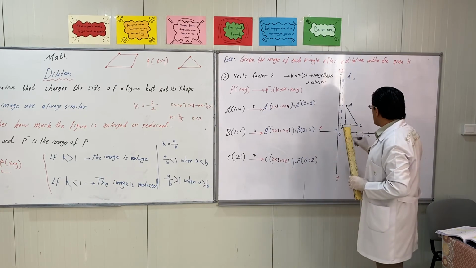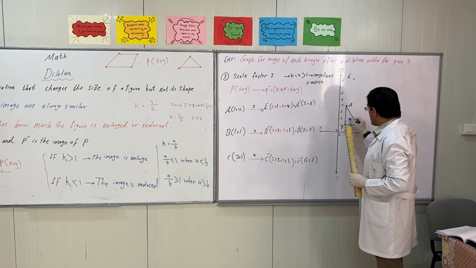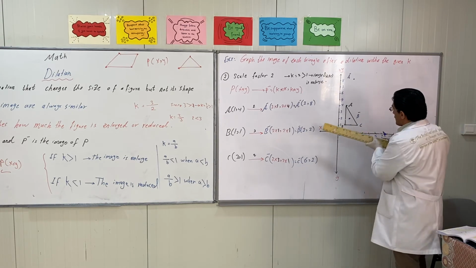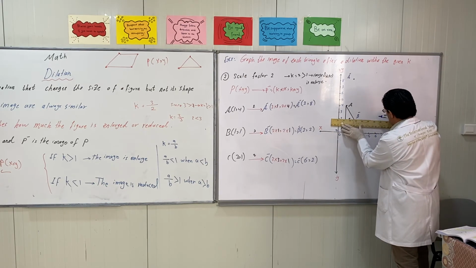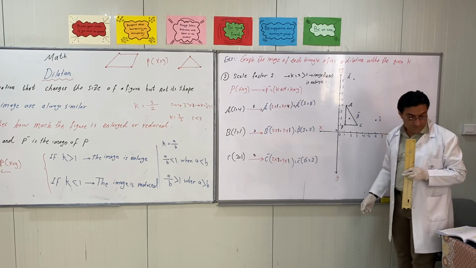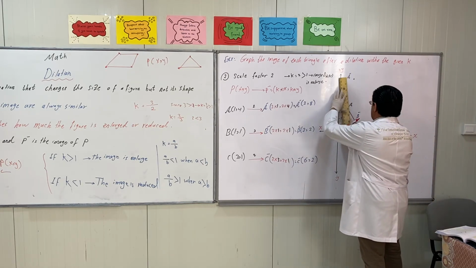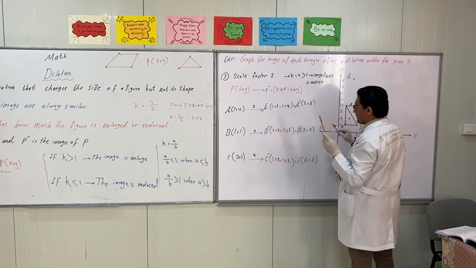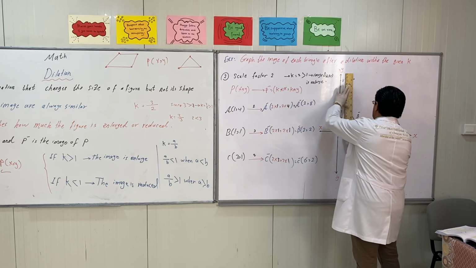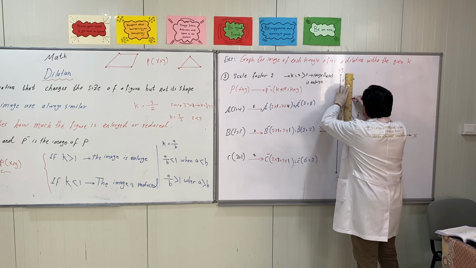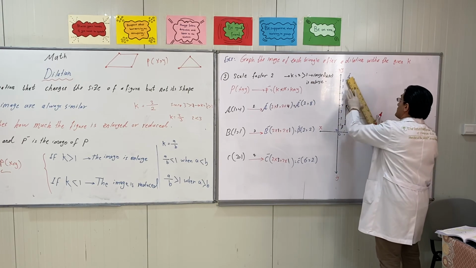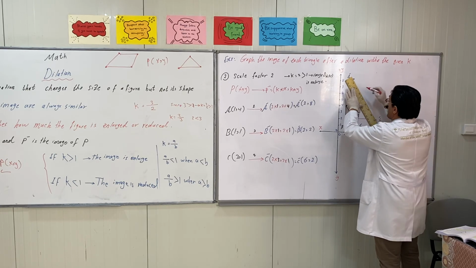B' equals (2, 2). This point is B'. C' is x equal to 6, y equal to 2, so it is (6, 2). This point is C'. Now connect the 3 points. So it is clear: the new triangle is triangle A'B'C'.